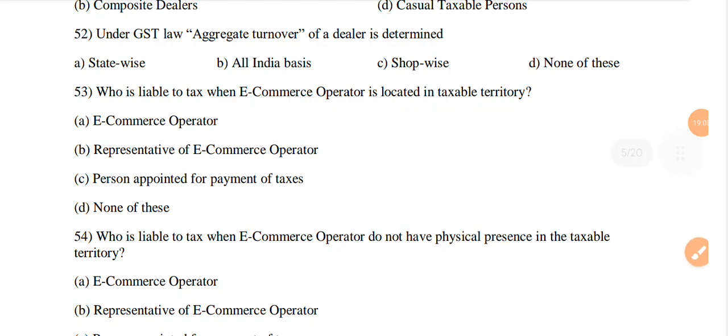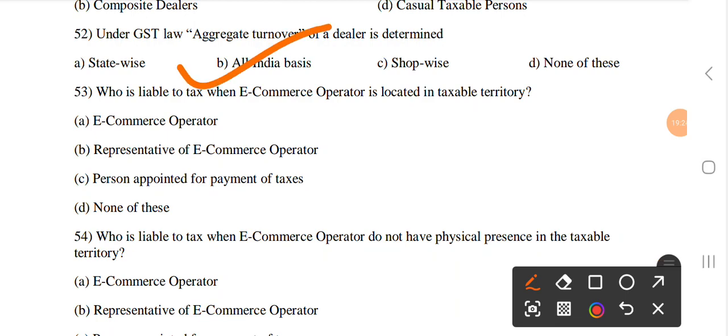Next question, under GST law, aggregate turnover of a dealer is determined dash. Option A state wise, B all India base, C shop wise, and D none of these. The correct option is all India base, B.